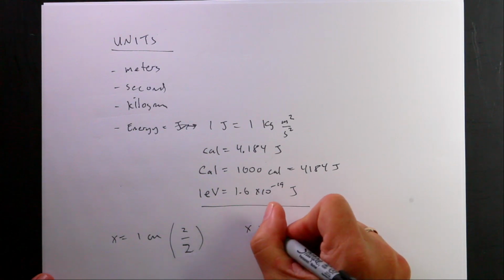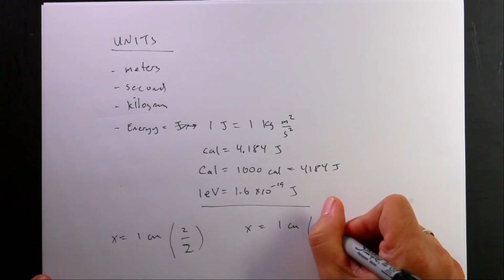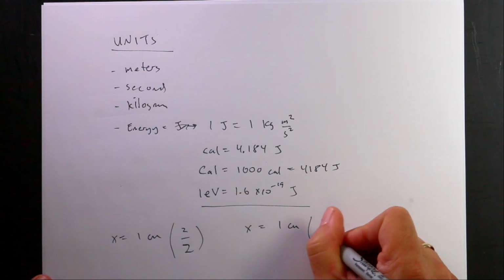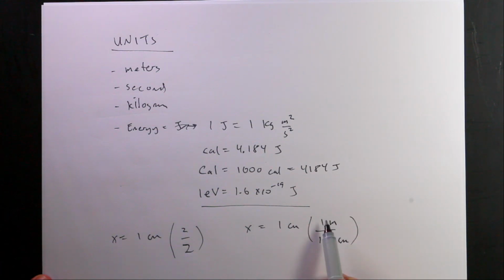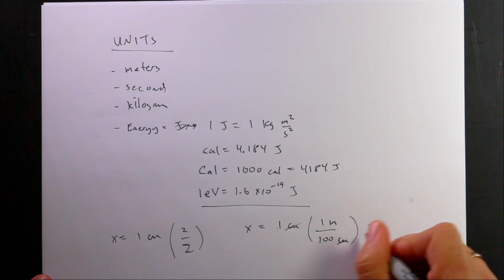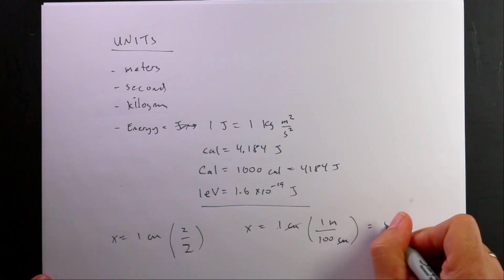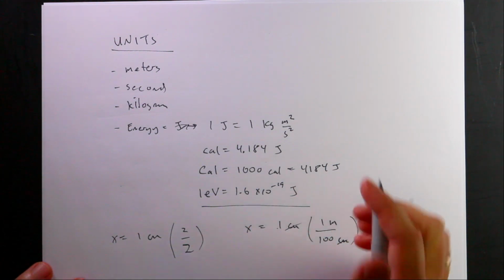So what if I did this? x equals 1 centimeter, and I multiply that by 1 meter over 100 centimeters. 100 centimeters is 1 meter, so I'm multiplying by 1. But the unit of centimeters now cancels, so I have 1 times 1 is 1 divided by 100, so I get 0.01 meters. That's how you do the unit conversion. Multiply by 1.